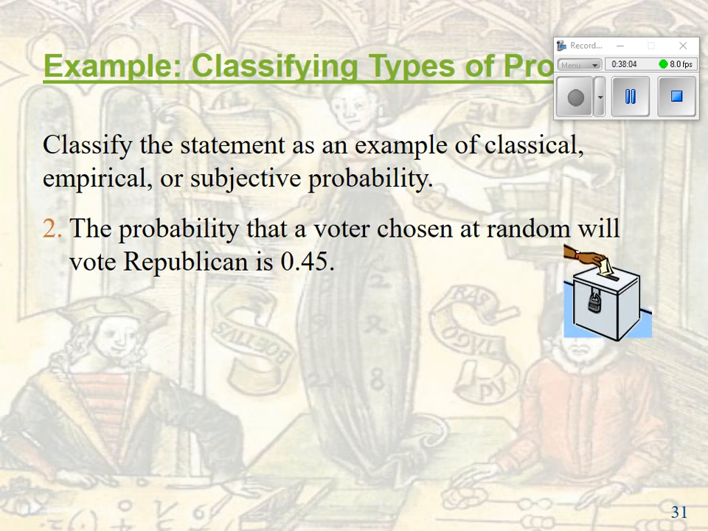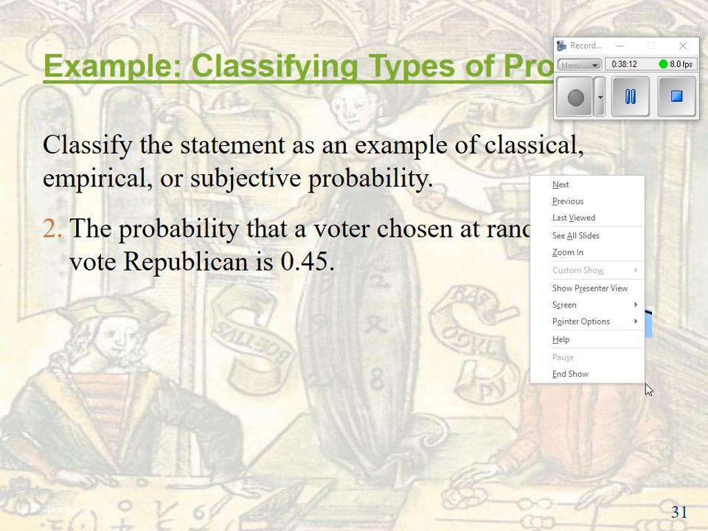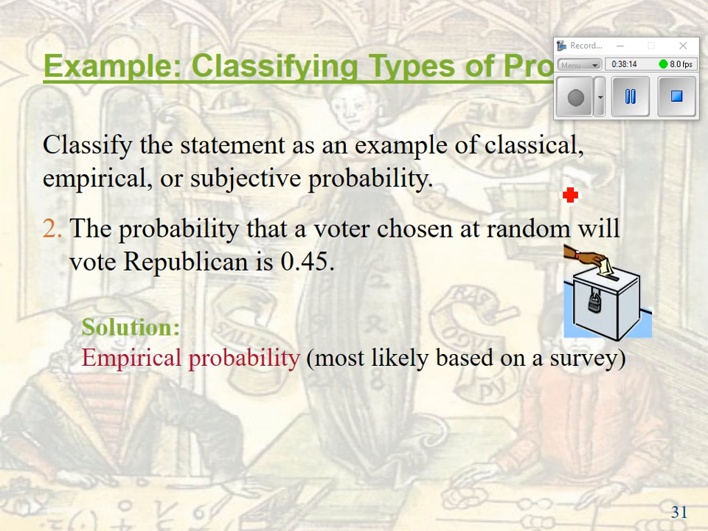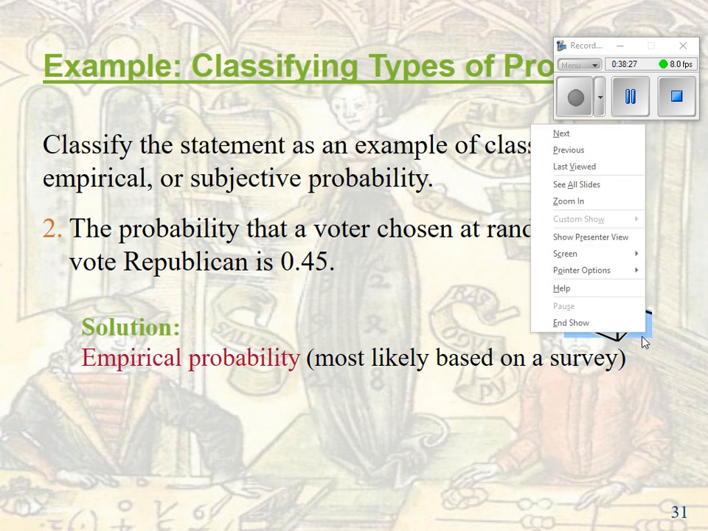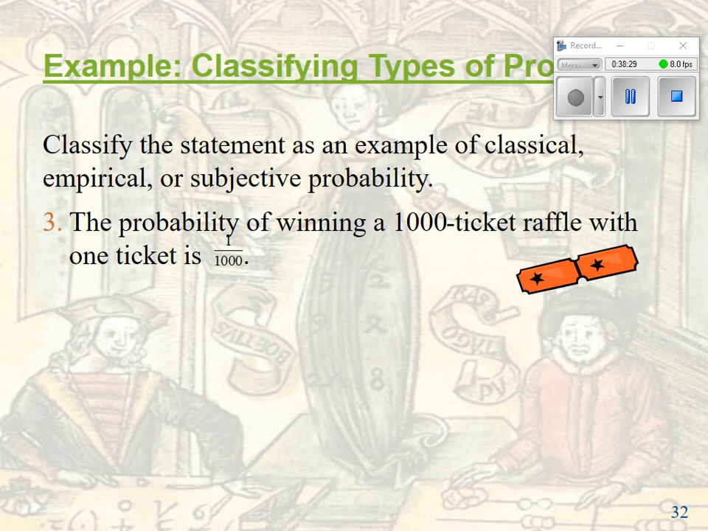The probability that a voter chosen at random will vote Republican is, this one I know for sure, empirical, because they've looked at everything else, right? If I just made something up and said, Gage, you're going to be married by the time you're 85, that would be subjective, I guess. I'd be just making fun of it.